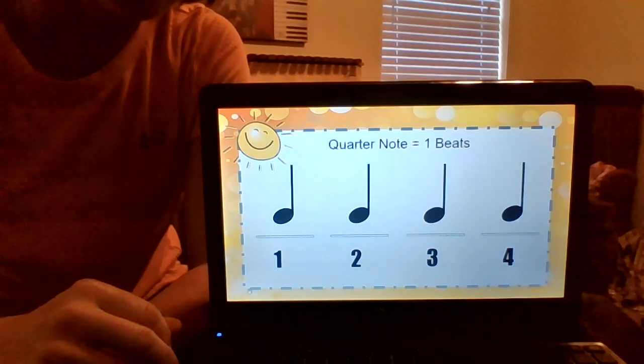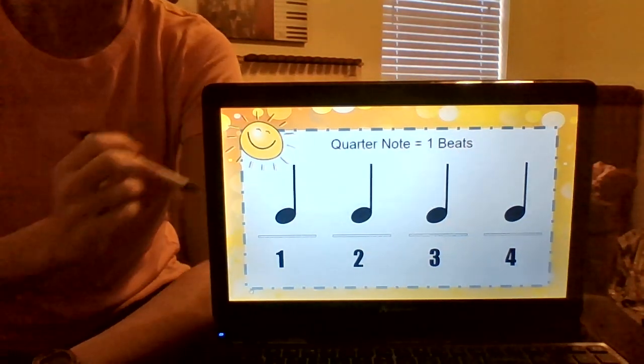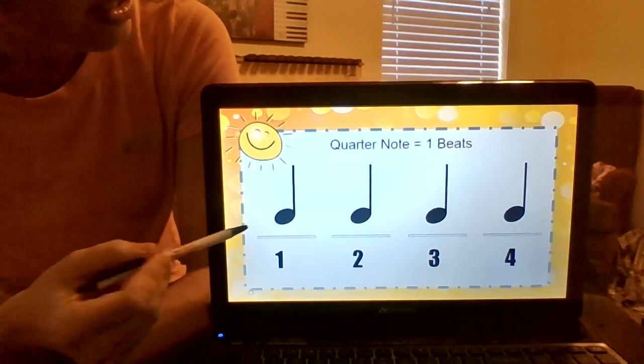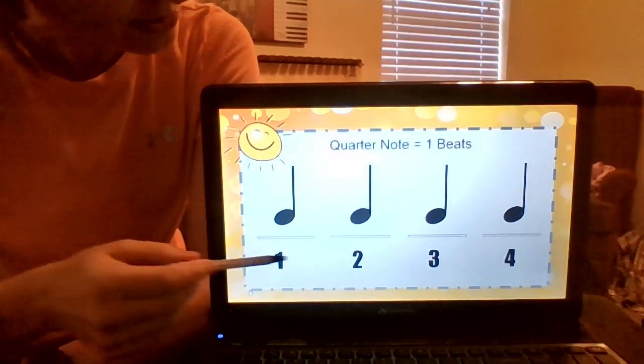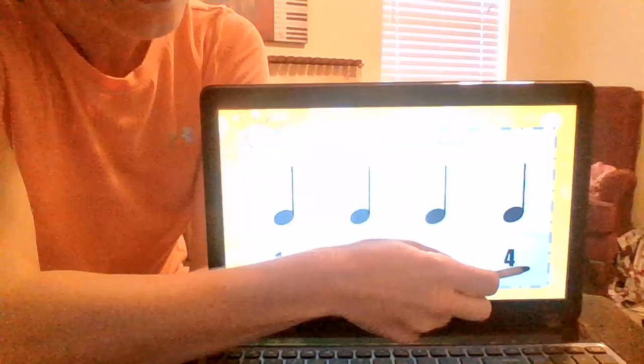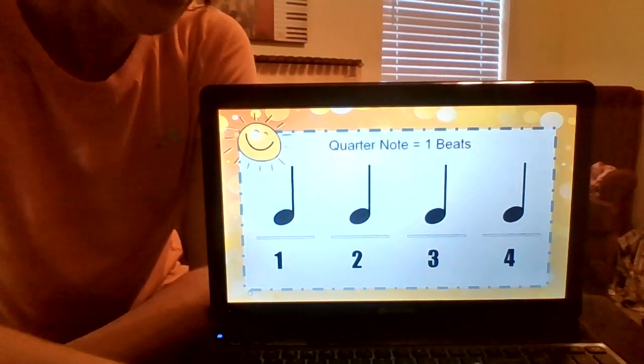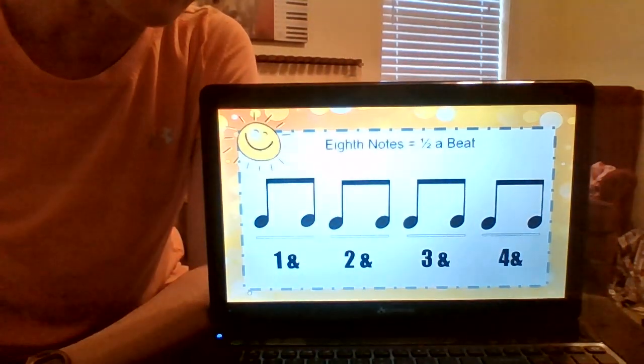The next one would be quarter notes. That's 1 sound per beat in a measure. So I'd be saying ta, ta, ta, ta as I count. 1, 2, 3, 4.